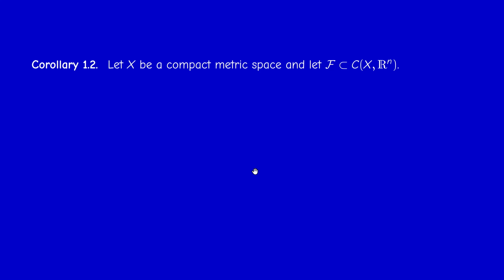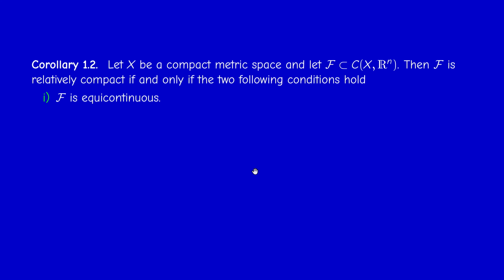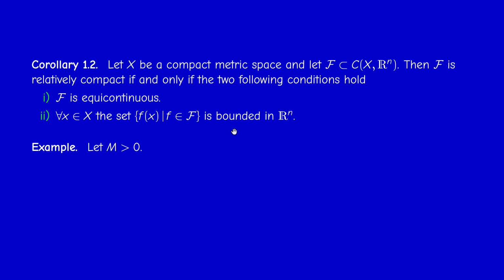So as a corollary, if we take Y to be Rn, we can formulate the same theorem. In particular, a subset of the space of continuous functions from a compact metric space X into Rn is relatively compact if two conditions hold. It's equicontinuous, and for each x, the set of images of x under all elements of the family is bounded. Because we know that boundedness in Rn is equivalent to total boundedness. And I will end with an example.